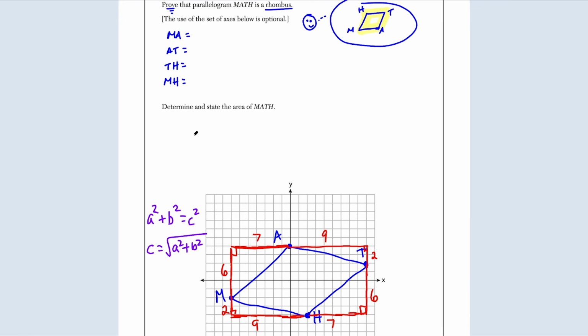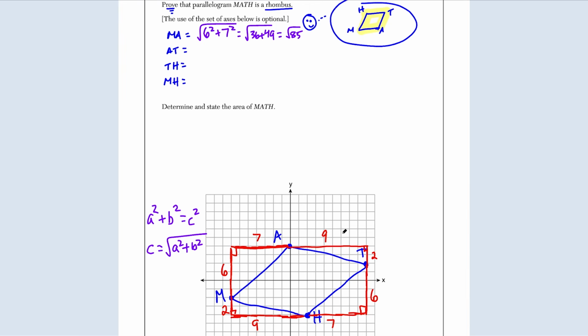So if I want to use this formula, let's say to find MA, notice that MA is built with this right triangle here with the two legs that are 6 and 7. So what I could do is just do the square root of 6 squared plus 7 squared. And now this simplifies to 36 plus 49. And if we add those two here, we're going to have the square root of 85. So that would be the length of MA.